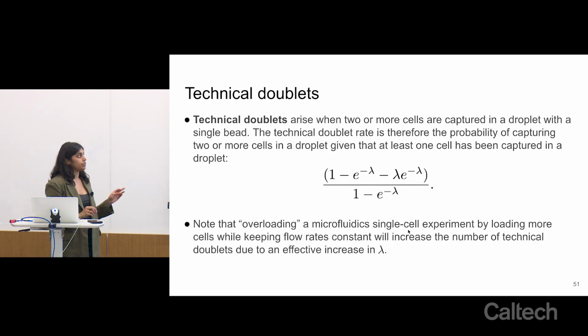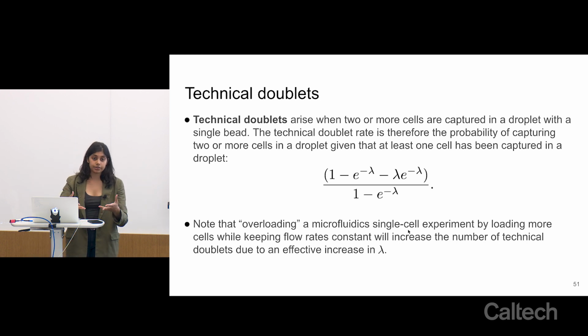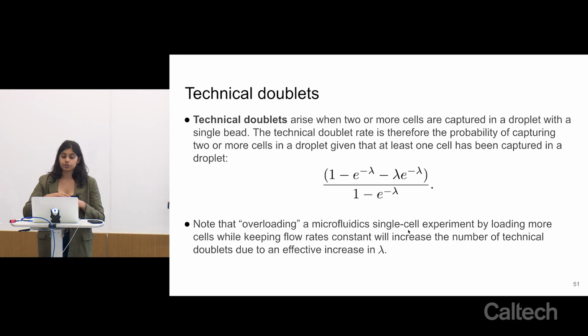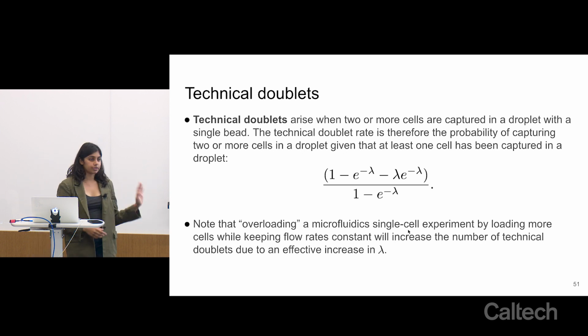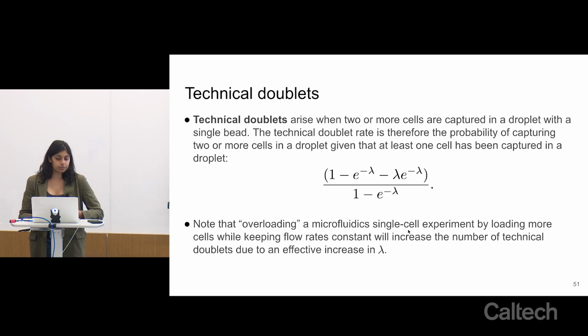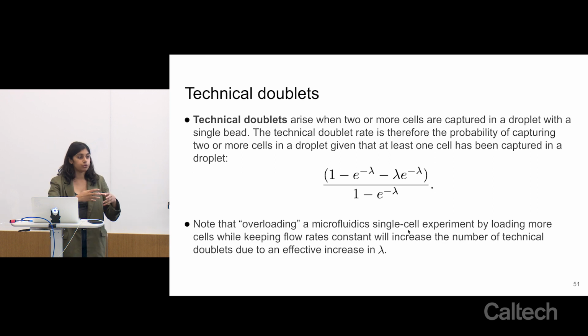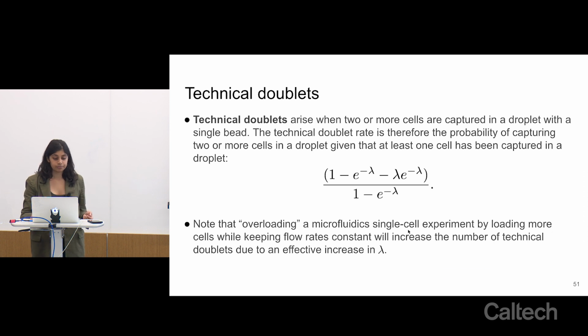Yeah, okay. And so the other thing is you can also model the rate of getting technical doublets, having 2 cells, having 2 events, essentially, at each capture time. And this is why, for example, in 10x, they have guidelines for how many cells you can load at one time, because otherwise you're sort of increasing that lambda. You're increasing the number of events in a particular capture time.